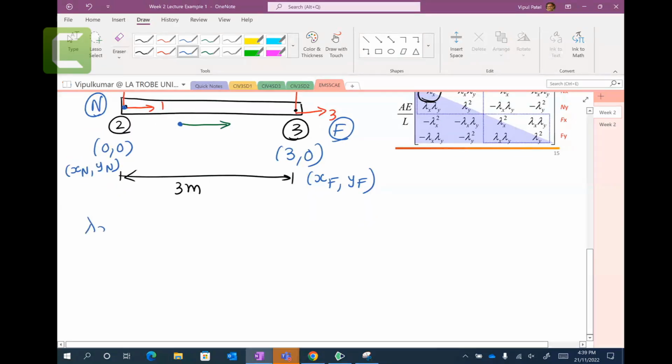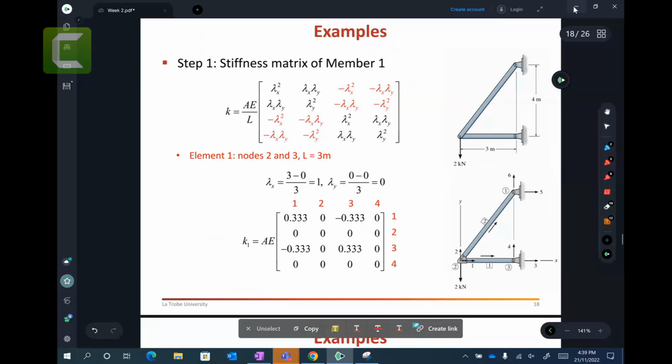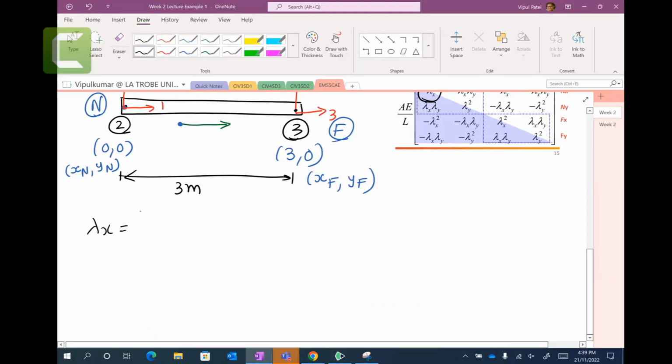So lambda x. Lambda x equation again, no need to remember that. Lambda x equation is xf minus xn over L. So xf is 3, take away 0, because xn is 0. Length L is 3. So 3 take away 0 over 3 is equal to 1.